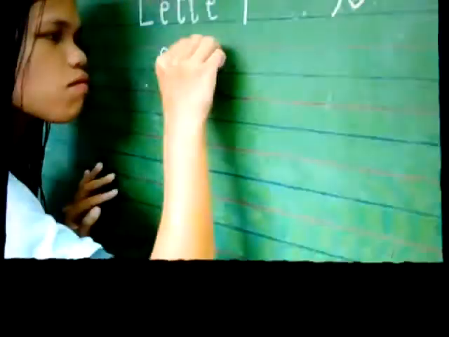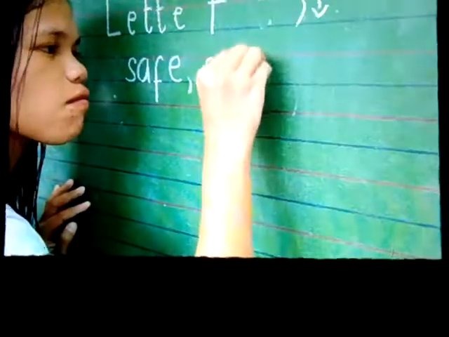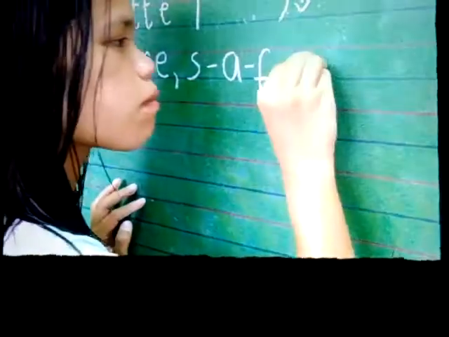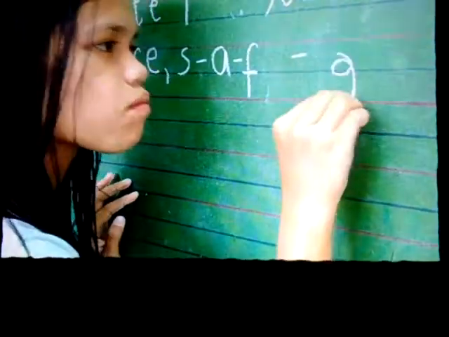Example is the word safe. The word safe is represented by letter S, A, and letter F. So the strokes for this are the shorthand letter S, A, and letter F.